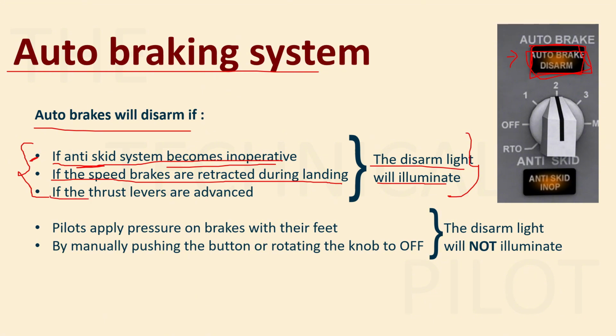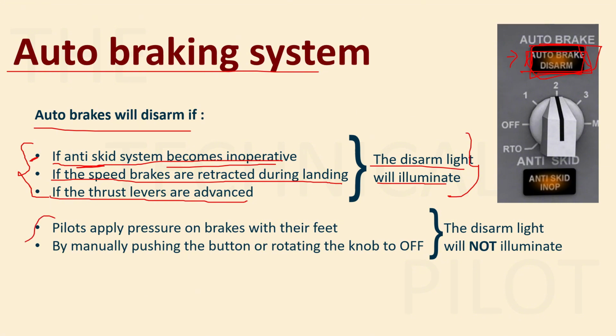And the third is if the thrust levers are advanced. If you move the thrust lever forward during the landing roll, which again means that you are trying to maybe do a rejected landing or a missed approach go around, right? In that case also the auto brakes will disarm and then a light will be illuminated.